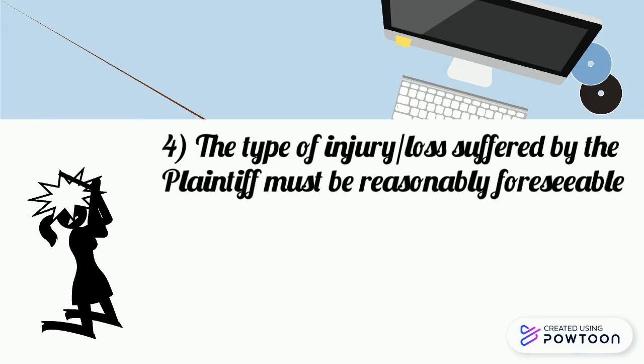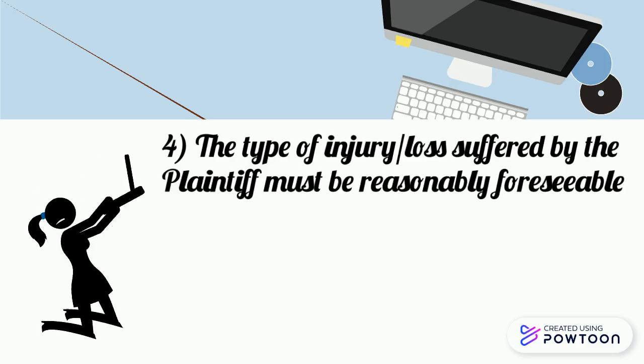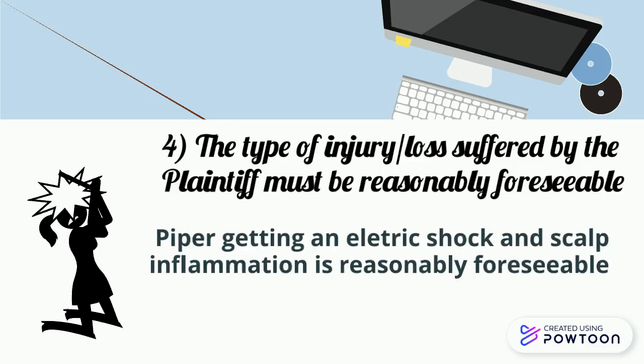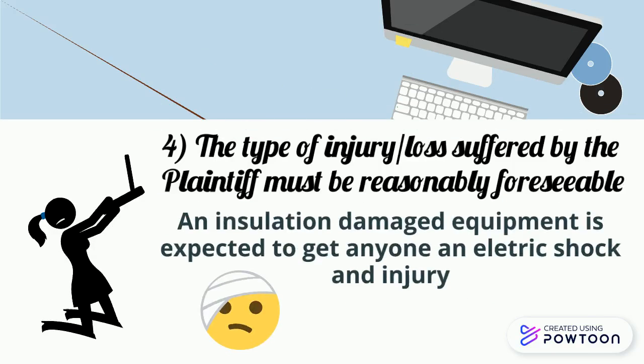Lastly, the type of injury or loss suffered by the plaintiff must be reasonably foreseeable. Piper getting an electric shock and scalp inflammation is reasonably foreseeable. This is because the exposed wire from the damaged equipment is expected to give anyone an electric shock and injury.